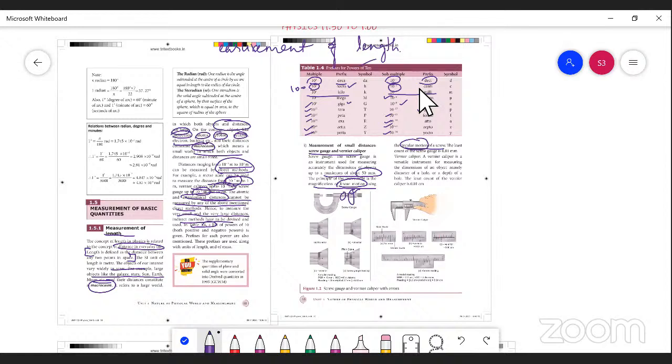The pitch scale is called the main scale. This is the head. A vernier device has two scales: one main scale, another one the vernier scale.